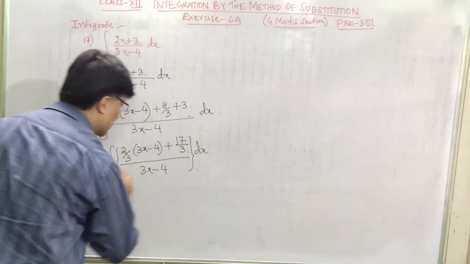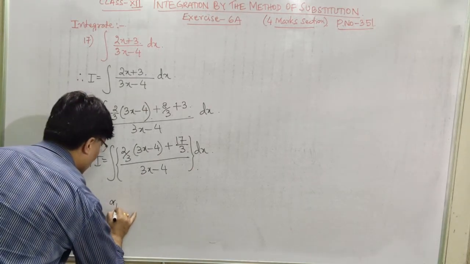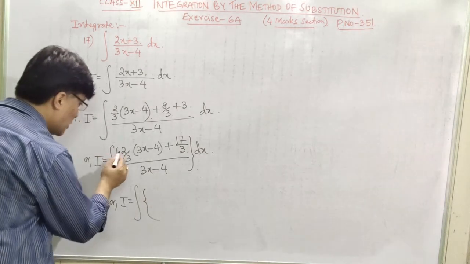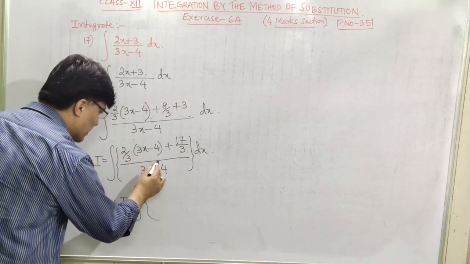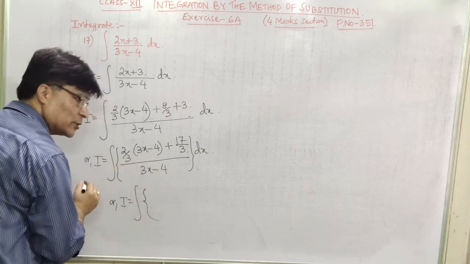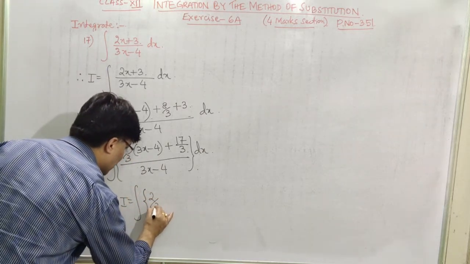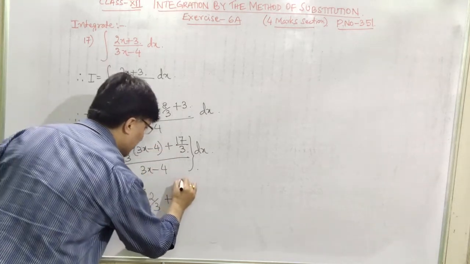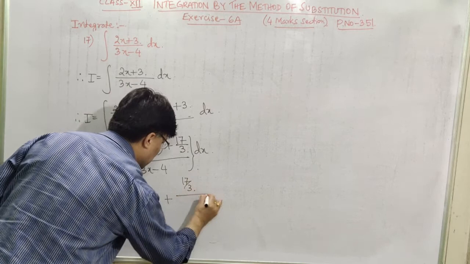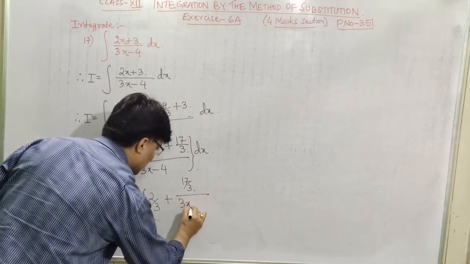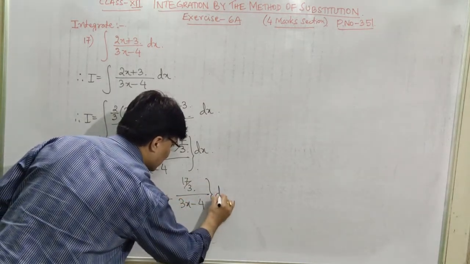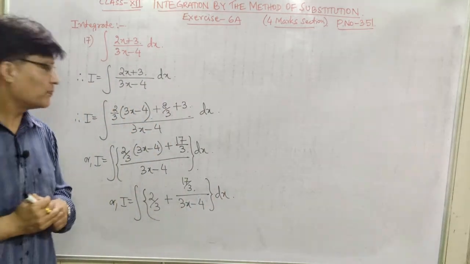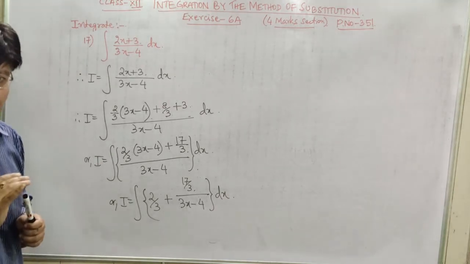So within second bracket, you can separate the term now. Or I is equal to integration of within second bracket. What is 2 by 3 into 3x minus 4 divided by 3x minus 4? This 3x minus 4 will be cancelled. You will get 2 by 3 only. Plus. Next, what is the second term? 17 by 3 divided by this denominator, that is 3x minus 4. Second bracket closed, then this is dx. Is that understood now? So I think I've understood up to here.